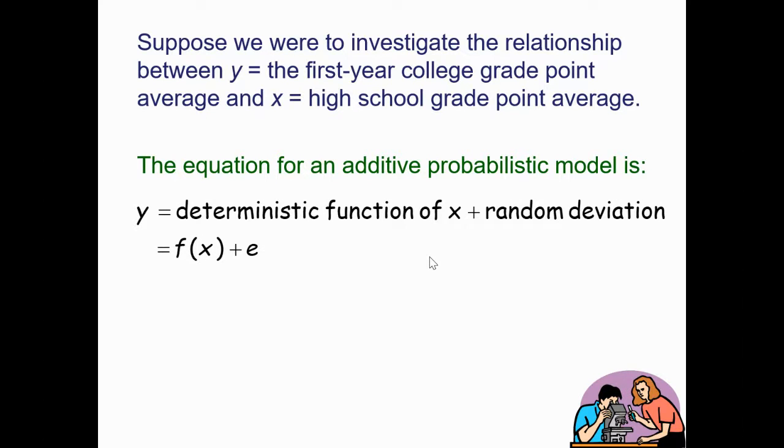So the equation for an additive probabilistic model is your deterministic function plus some random deviation. We're going to say the deterministic function of x is just f of x. If we're dealing with a linear model, that would be alpha plus beta x. That's f of x. And then this e, we're calling it an error variable.